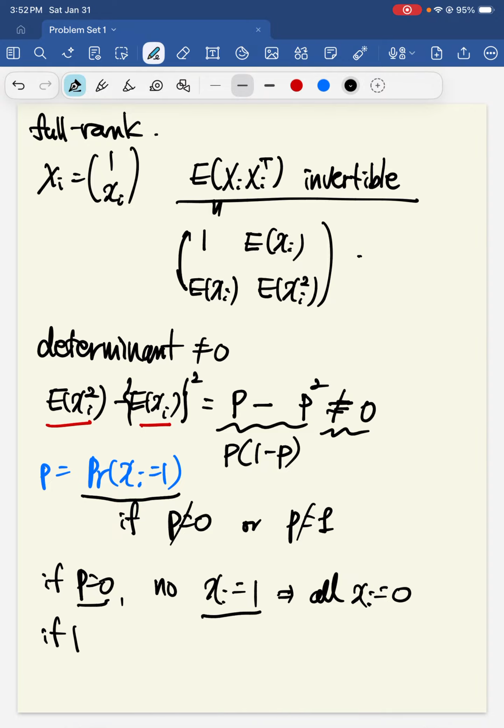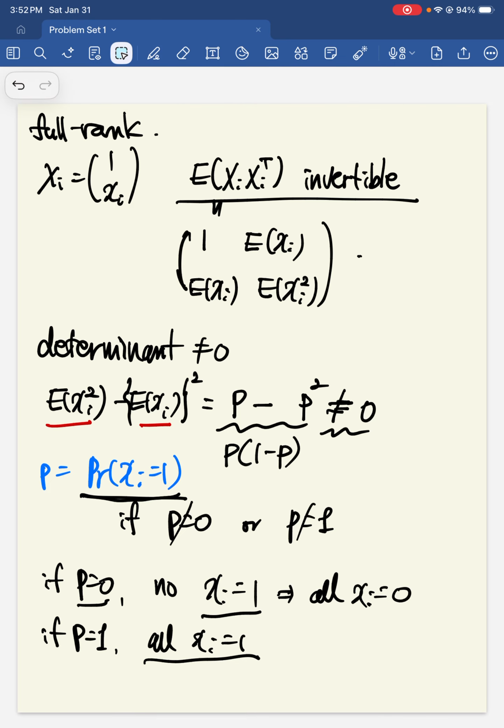Same thing if P was 1. That means all x equal 1. Probability of x equals 1 is 100%. So again, it is constant, which is multicollinear with the intercept. So we cannot identify the coefficient. There is no variation in x in those cases.